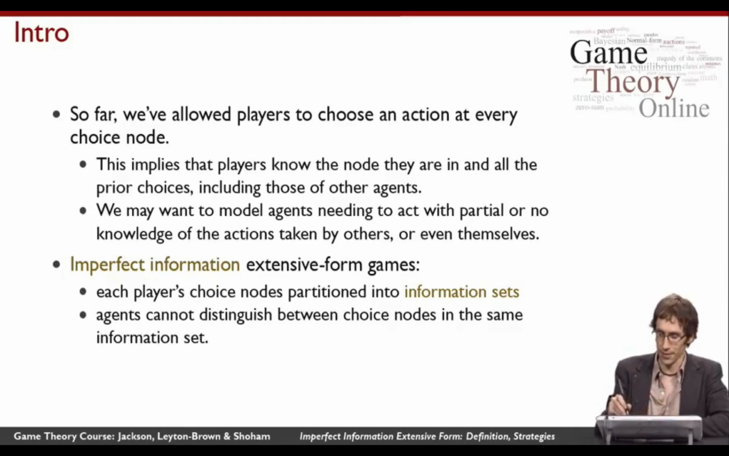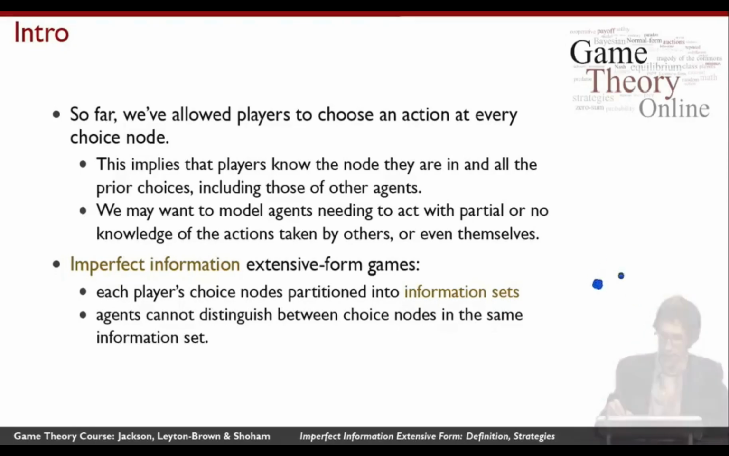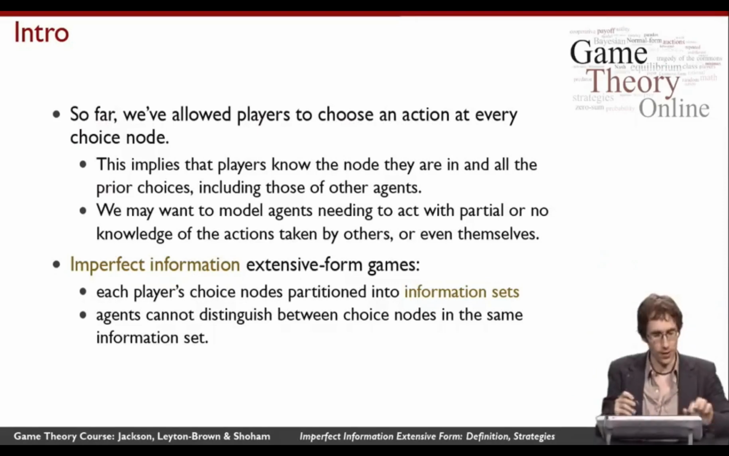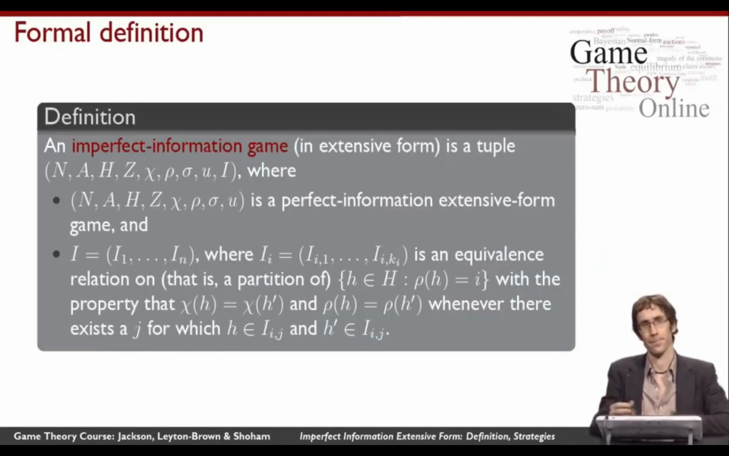We're going to do this by taking the set of choice nodes for a given player and putting them into equivalence classes. Schematically, if these are some different choice nodes in the game that all, of course, belong to the same player, we might say these are one equivalence class, these are another equivalence class, and these are a third equivalence class. What that would mean is the player wouldn't know which of these two choice nodes he was at when he was asked to make a choice. But he would know that he was at one of these two and not one of these two, because they're in different equivalence classes.